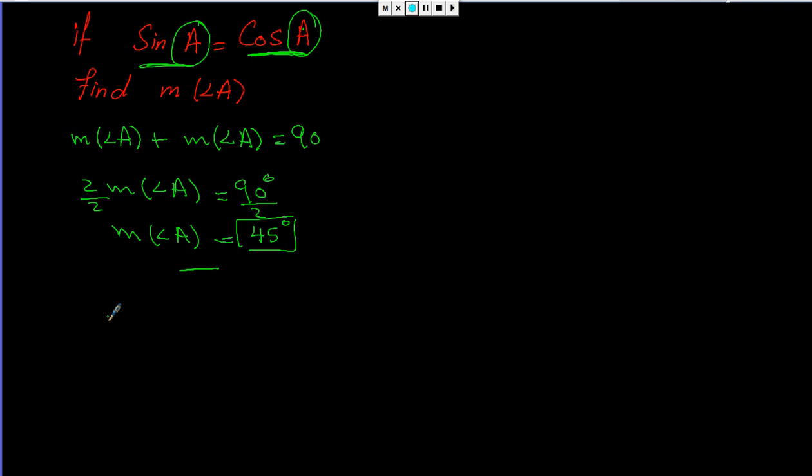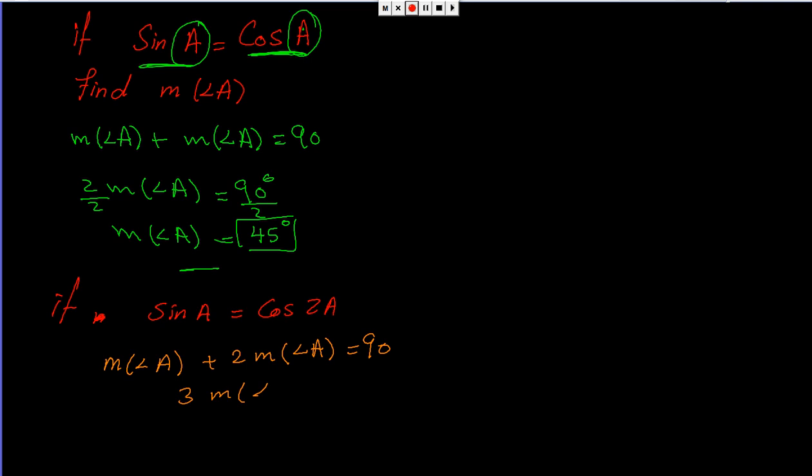Okay, another one. If sine A equals cosine 2A, find also the measure of angle A. Here we can say that measure of angle A plus 2 measure of angle A equals 90. 3 measure of angle A equals 90, divided by 3, measure of angle A is going to be 30 degrees.